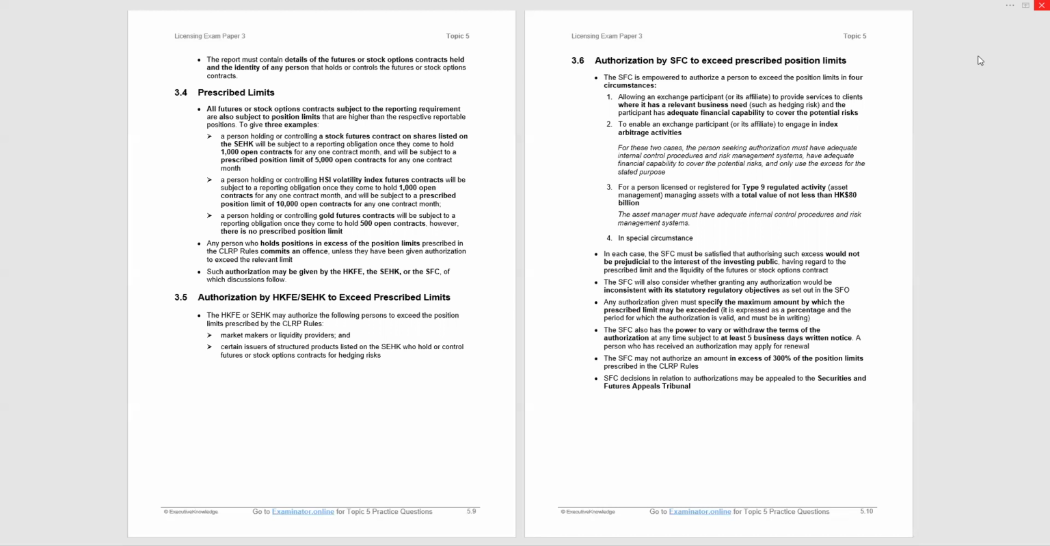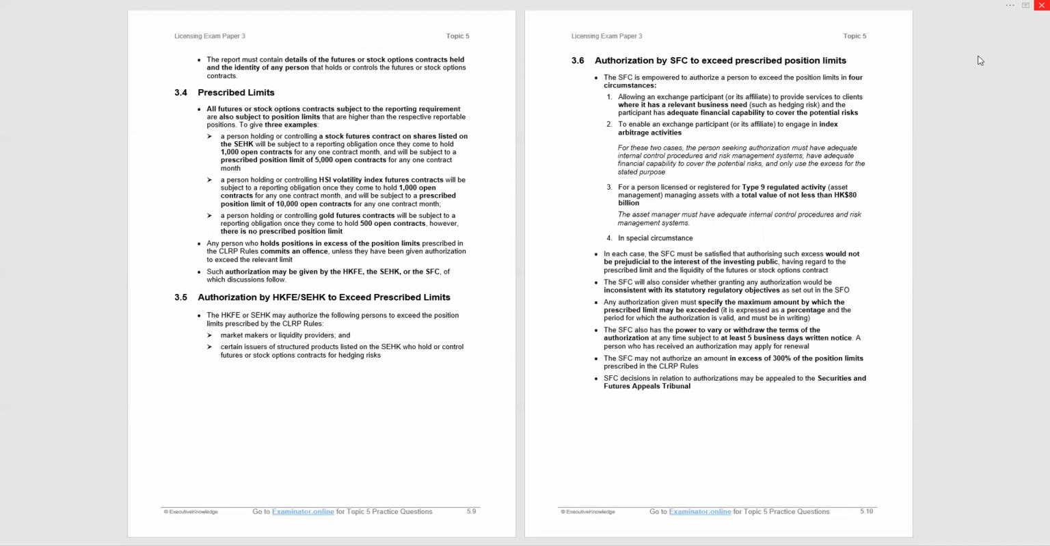So 1,000 open contracts for the contract month. Once you go beyond that, you must report, and you cannot go beyond 5,000 open contracts. Next example is with regard to Hang Seng Index Volatility Index future contracts. There, again, the reporting position is 1,000 open contracts for any particular month, and the prescribed position limit that you cannot go beyond is 10,000 open contracts. So for shares listed on the stock exchange, it's 1,000 and 5,000; for volatility index futures, it's 1,000 and 10,000.